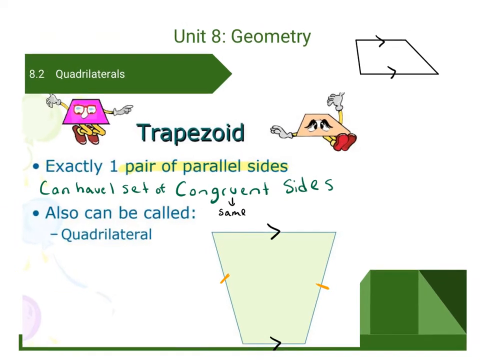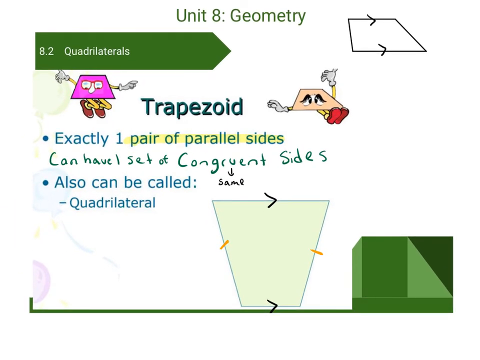Our trapezoid was the first one that we talked about, how there's one set of parallel lines, and we use this little symbol here to show that those are parallel. And they also have a set of congruent sides. Remember, congruent means the same. A trapezoid could look like this, or it could look like this. It just has to have one set of parallel lines.